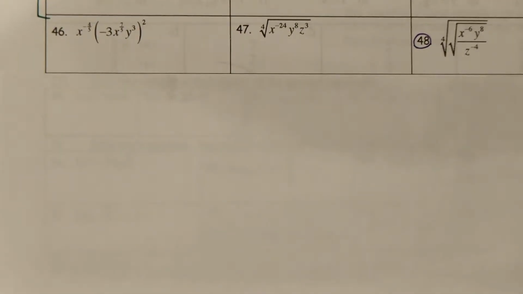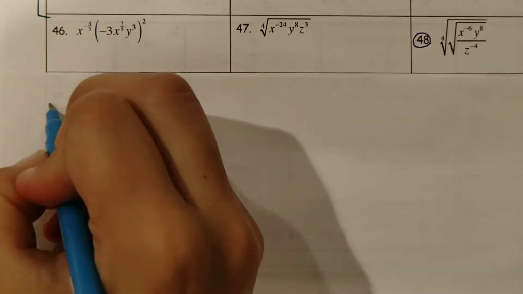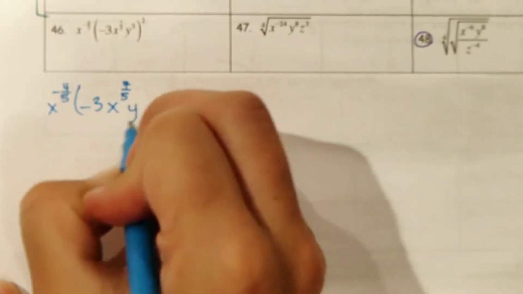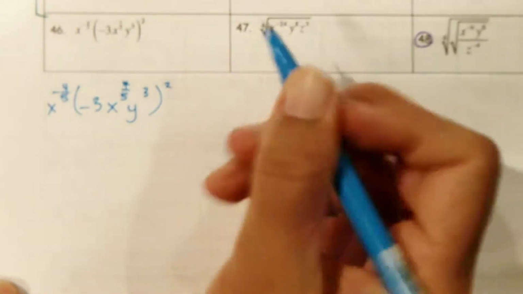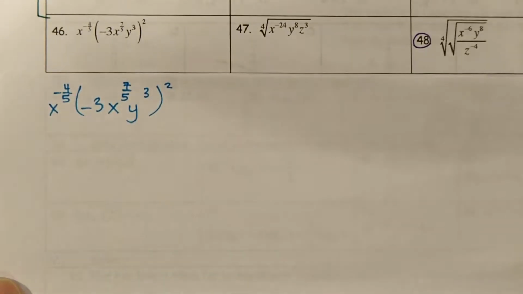Number 46. X to the negative 4/5 times negative 3x to the 7/5 y to the third, all squared. Okay, so first we need to distribute that squared.